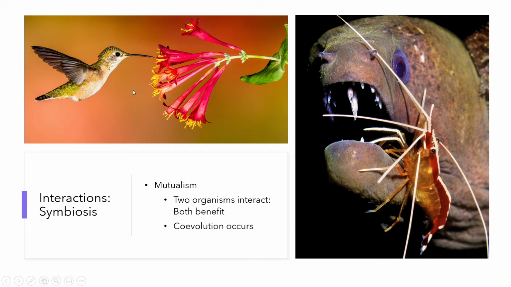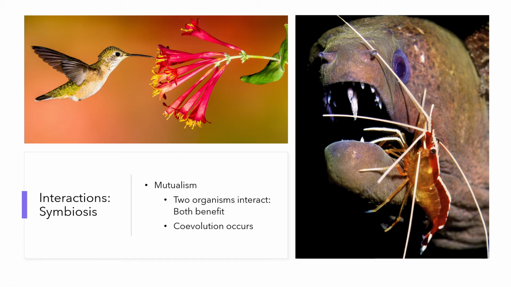Okay? So this is a mutualistic relationship because this bird gets to eat and survive because of the flower. And the flowers get to continue making more flowers. They get to reproduce because the bird spreads its pollen. So it allows for it to continue surviving after that. Both organisms are going to benefit from that.